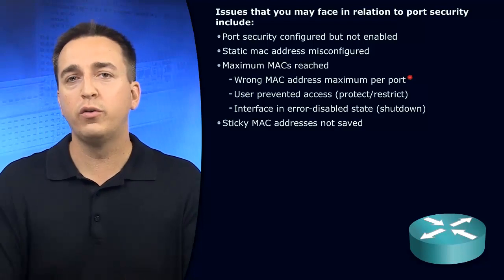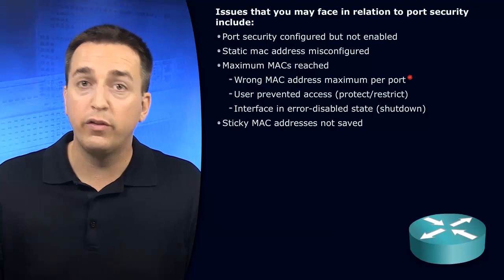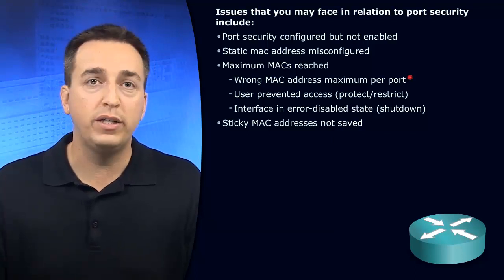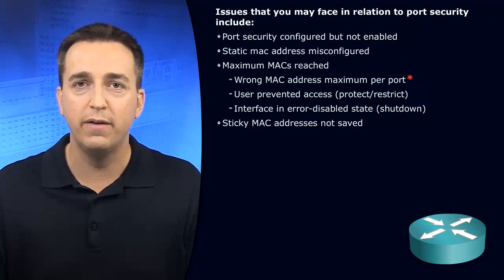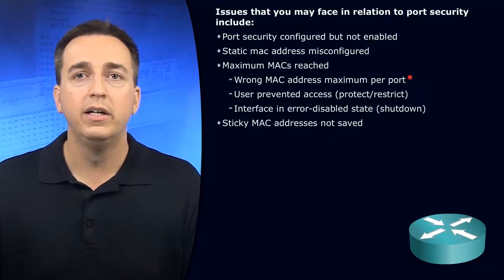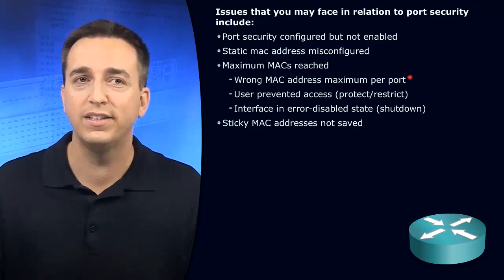However, what if we configured the right maximum value and there's a violation that occurs? Well, there's 3 violation modes. We have protect, restrict, and shutdown. If any one of these violation modes get triggered, then users are going to be prevented from accessing the network.